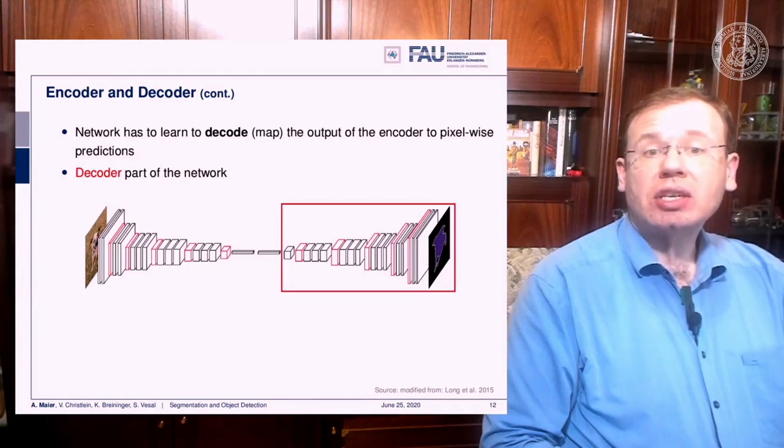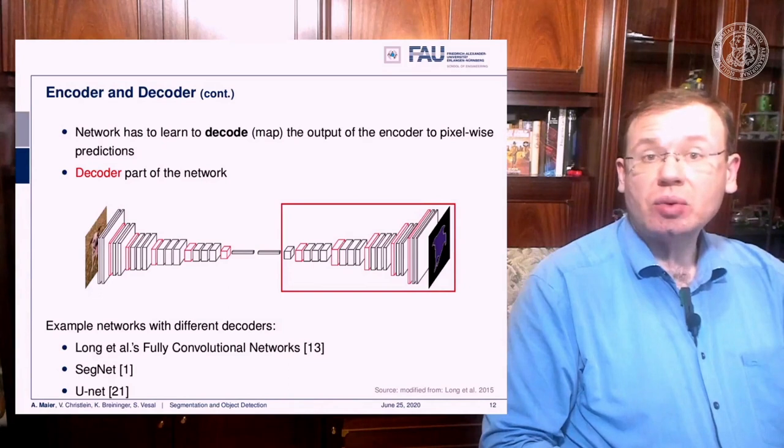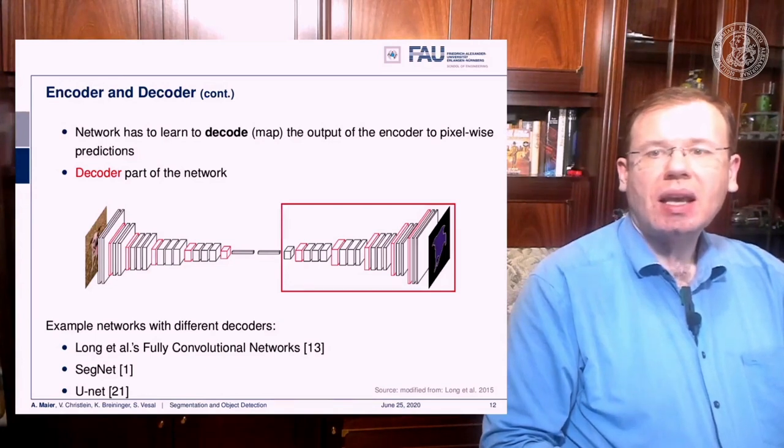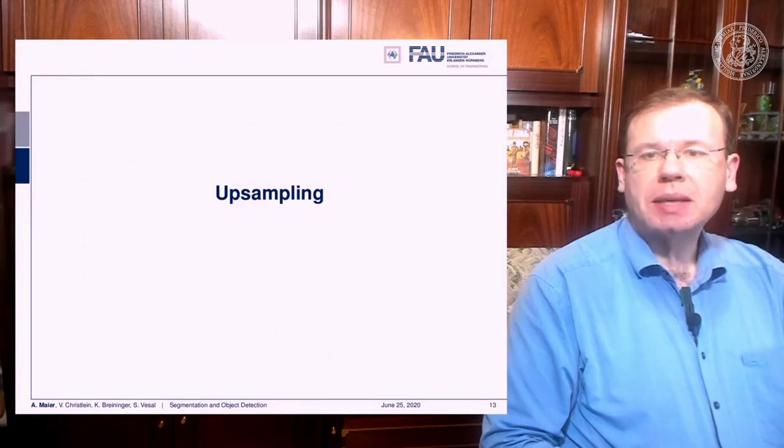There are actually several approaches for how to do this. One of the early ones is Long et al.'s fully convolutional networks. There's also SegNet in reference one. And I think the most popular one is UNET, and this is also the paper that I hinted at that has many references. UNET is really popular, and you can check the citation count every day. Well, let's discuss how we can do this, and this is the upsampling part.